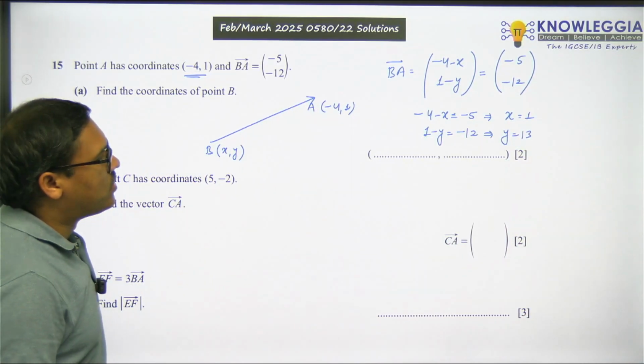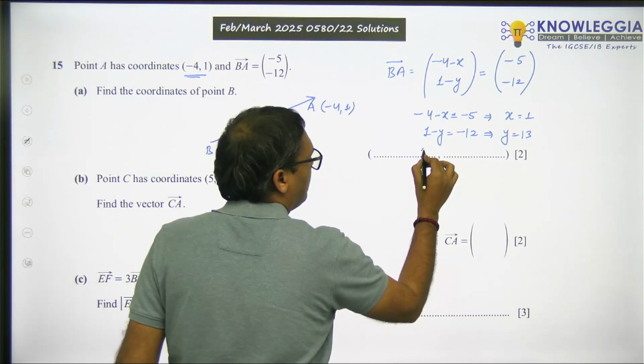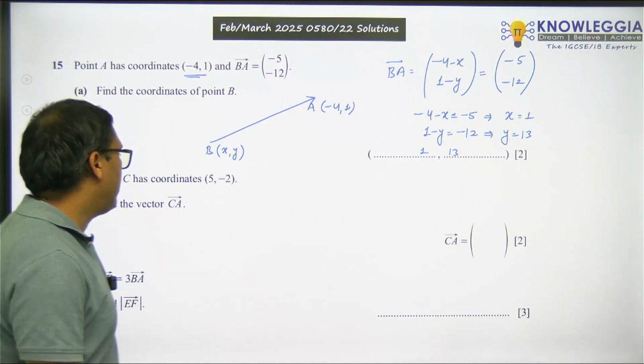Correct? So what is the coordinate of x comma y? This is the coordinate of point B. This is 1 comma 13. So that is the answer, 1 comma 13. Correct? So now the next question.